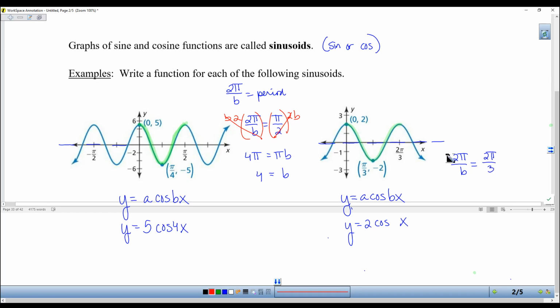So again, I clear my fraction. I multiply both sides by 3b. On this side, that'll clear my b. On this side, it'll clear my 3. And I end up with 6 pi is equal to 2 pi b. And then I divide both sides by 2 pi. And I get b is equal to 3.